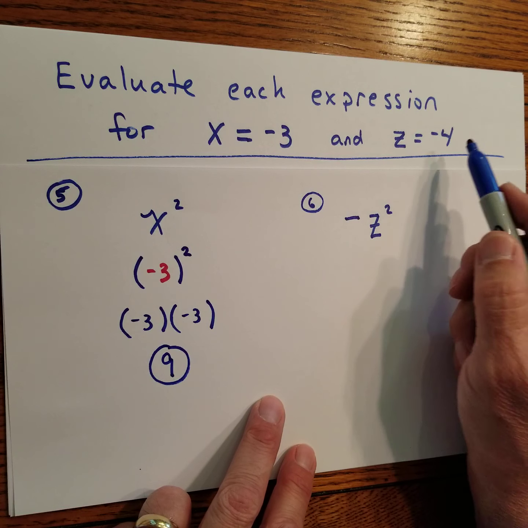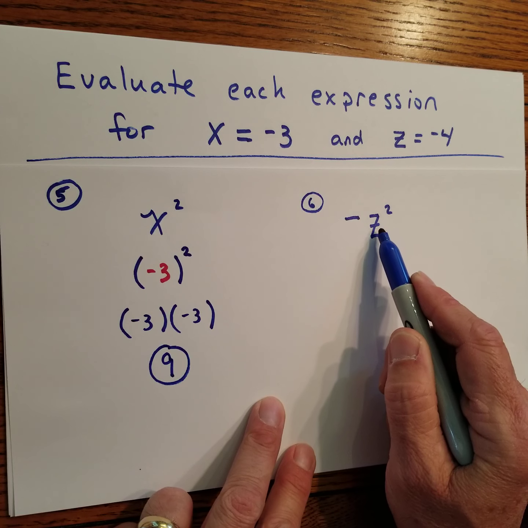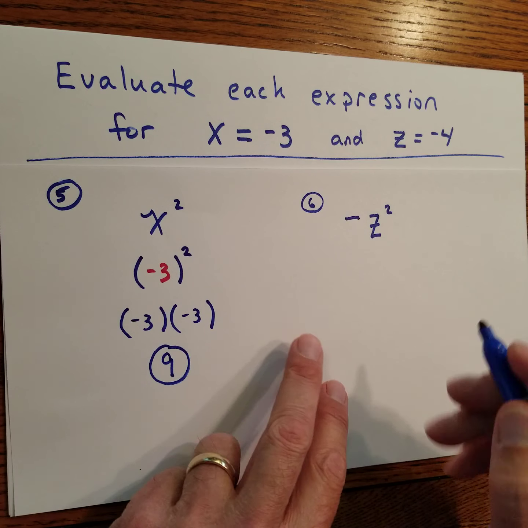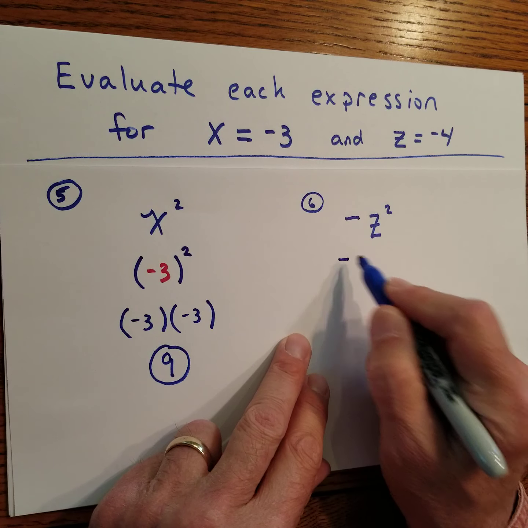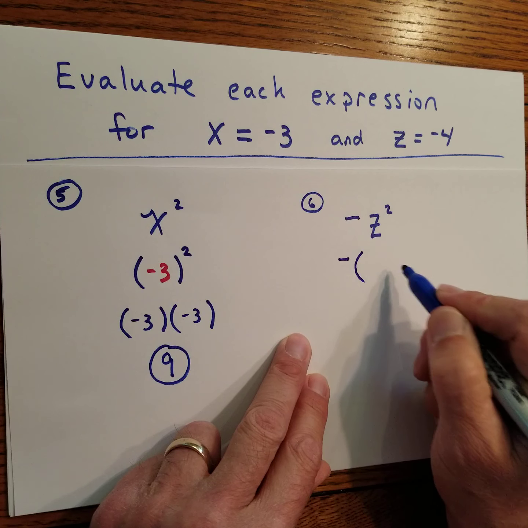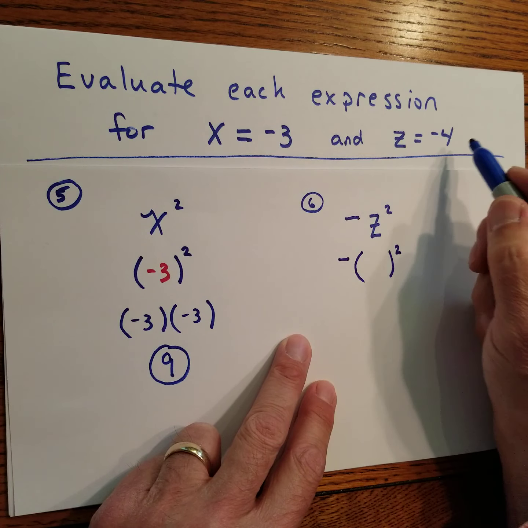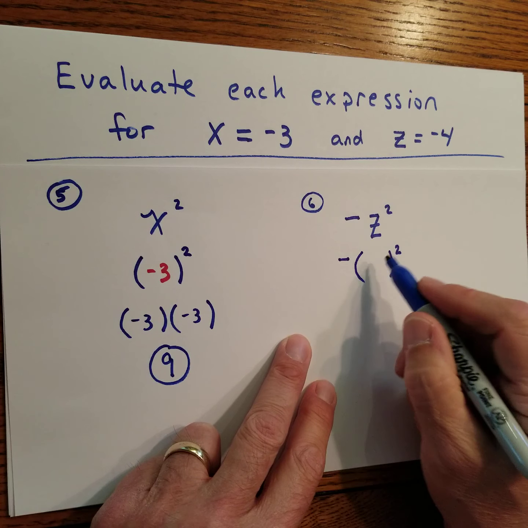Number 6 can be tricky. It would be awfully easy to plug that -4 in there and say that two negatives make a positive, but we have to be careful. The proper way to write this is -z squared. Now plug in the -4 for z.